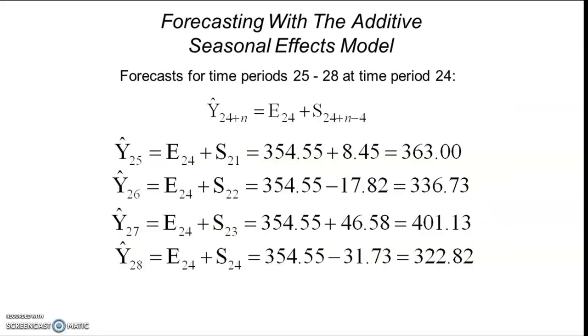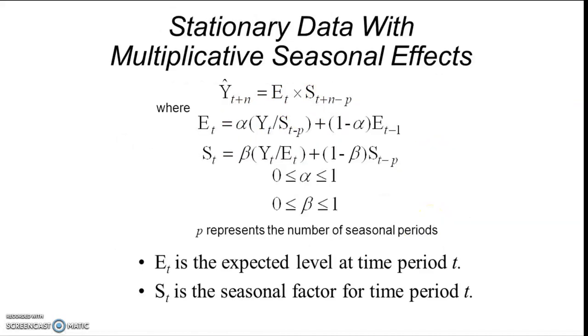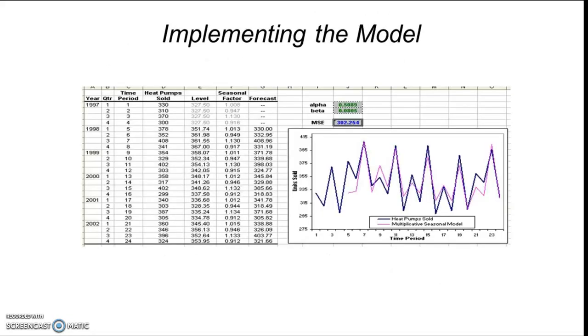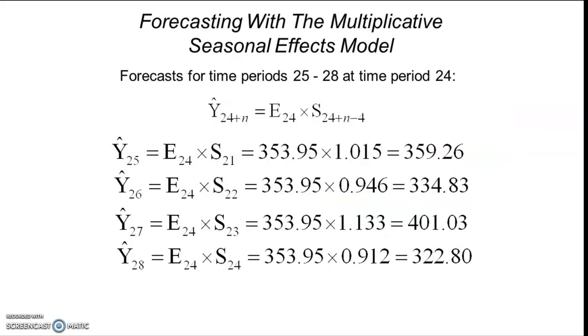This is forecasting with the additive seasonal effects model. So the forecast for time periods 25 to 28 at time period 24 is like this: y24 plus n hat is equal to e24 plus s24 plus n minus 4, and we can calculate these values using these equations. This is stationary data with multiplicative seasonal effects, and this is how we implement the model. There are some graphs and the forecast values. These are forecasting with the multiplicative seasonal effects for the 25th up to 28th time periods.